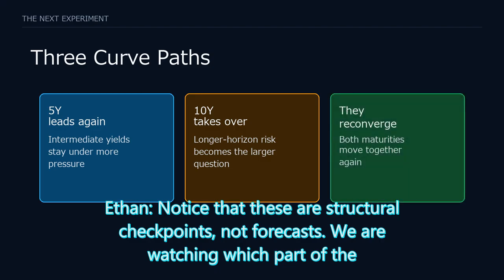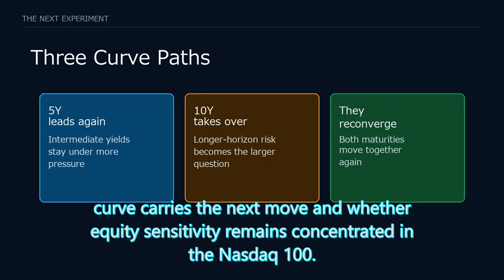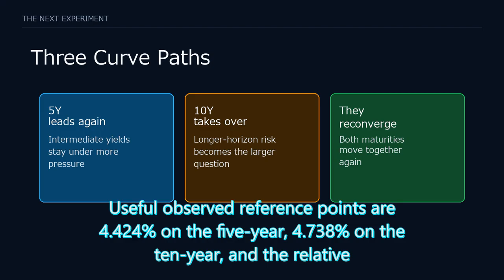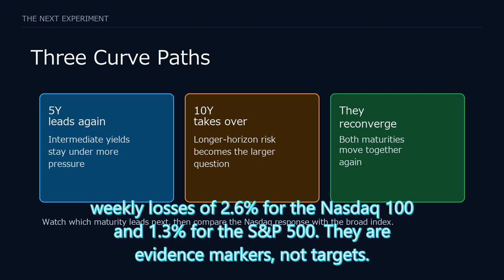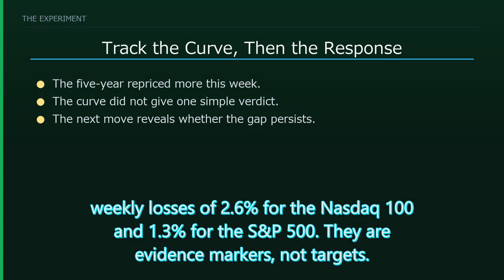We are watching which part of the curve carries the next move and whether equity sensitivity remains concentrated in the Nasdaq 100. Useful observed reference points are 4.424% on the 5-year, 4.738% on the 10-year, and the relative weekly losses of 2.6% for the Nasdaq 100 and 1.3% for the S&P 500. They are evidence markers, not targets.